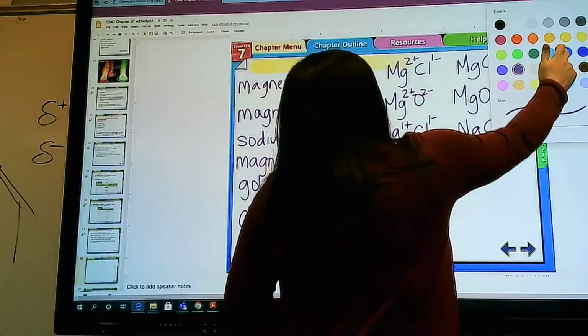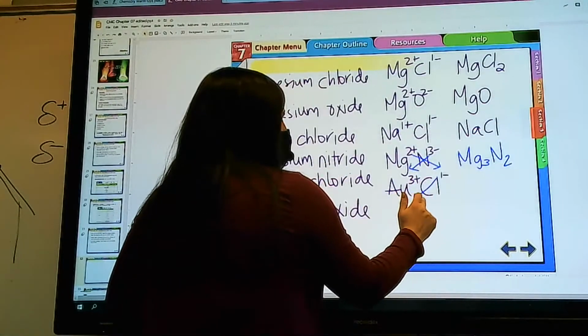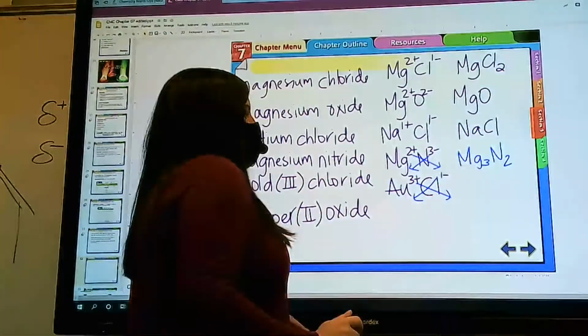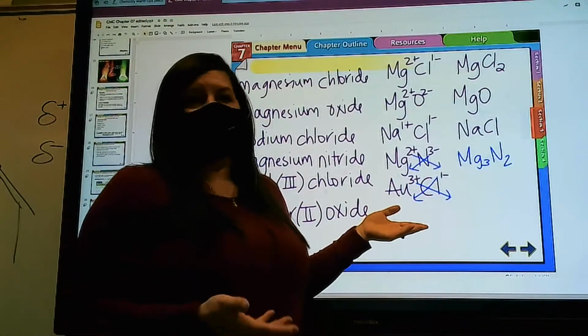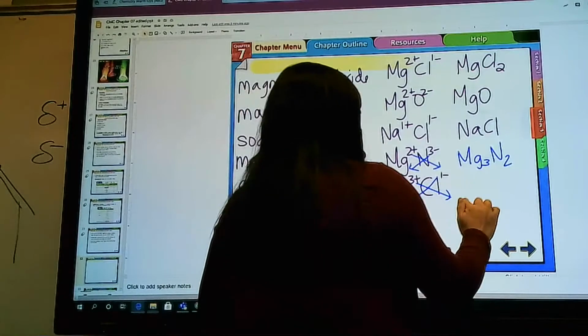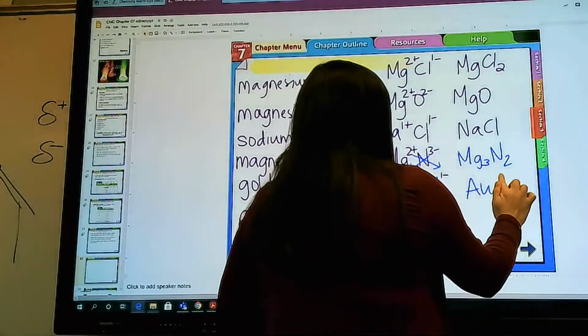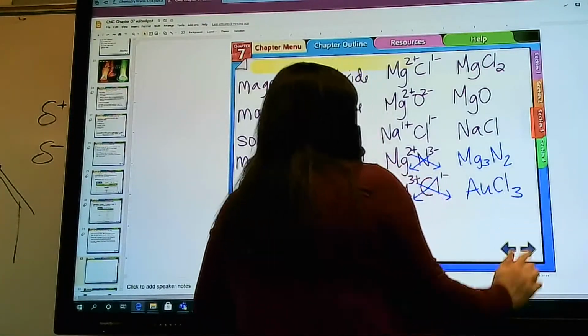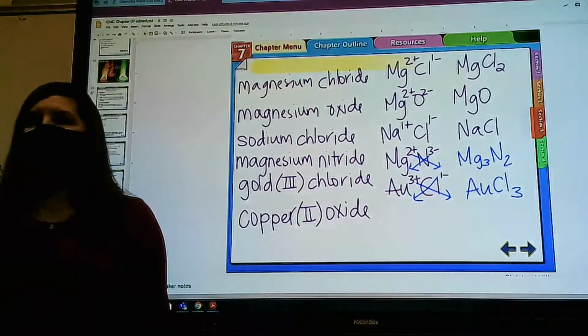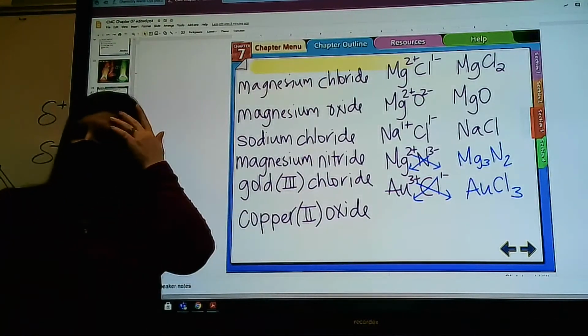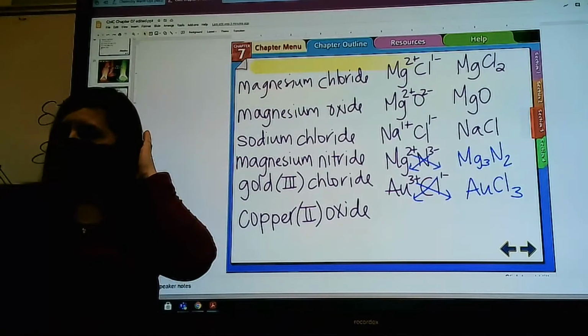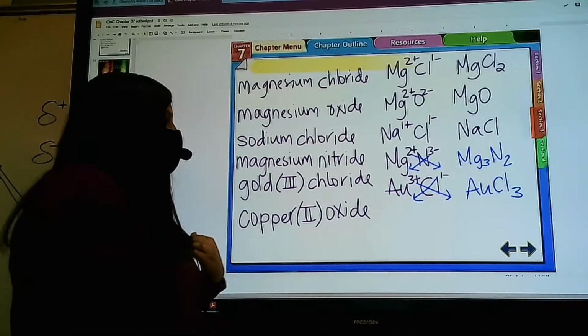We crisscross our charges. Again, you don't have to write the 1, okay? It's understood. So we don't need to write the 1 for gold. And then chlorine will have a 3 that goes after it. Make sure that your subscripts are small though. Piece of cake.